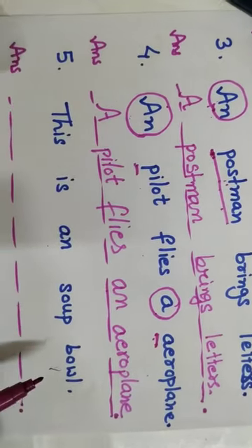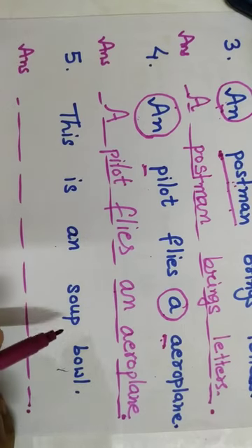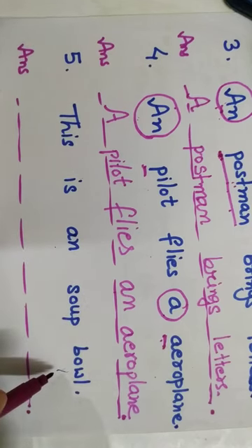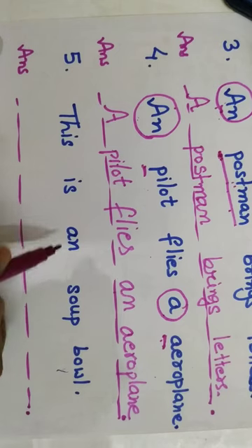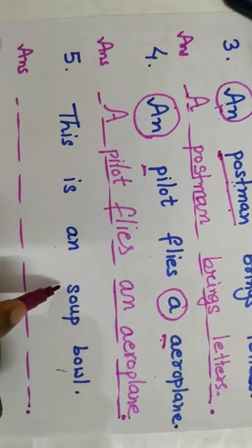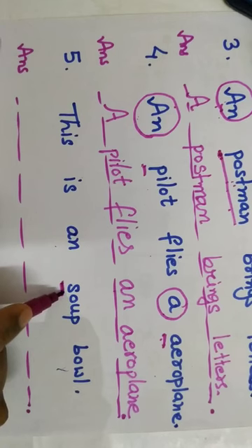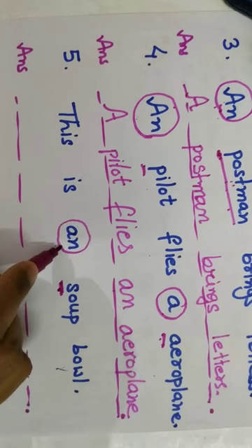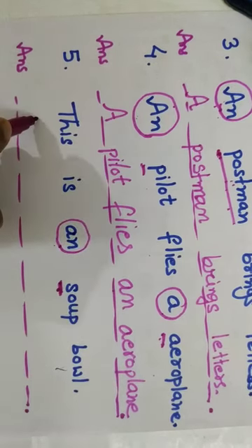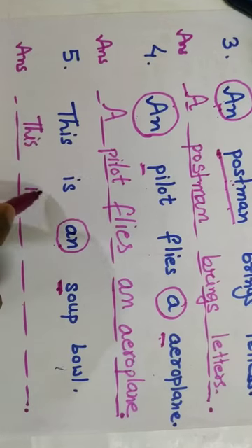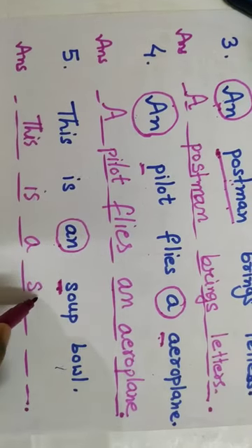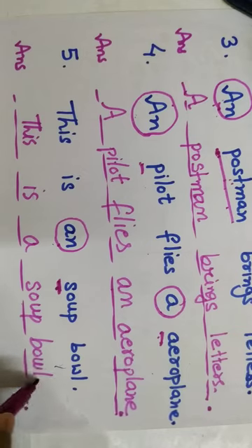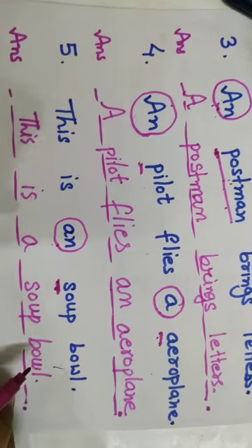The last question of this worksheet. This is an soup bowl. What to write? This is correct? An soup. Is an right here, or a? S is what? Vowel or consonant? Consonant. So we will circle the mistake and write the correct one. This is a soup bowl. Now it's very easy, na? If I give you more questions, you can do it. I hope it is clear for you.